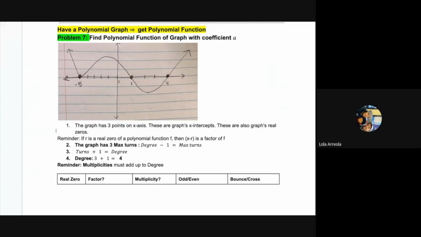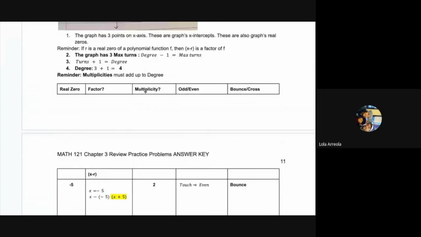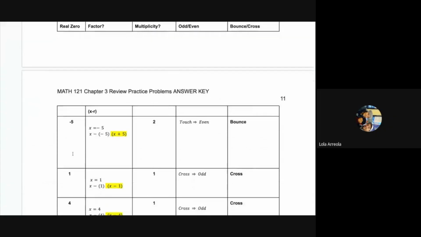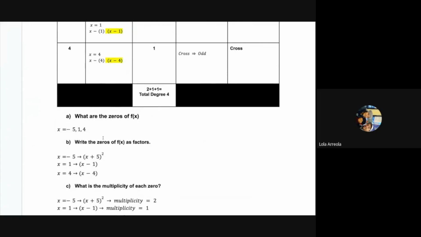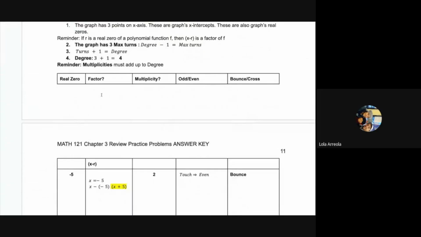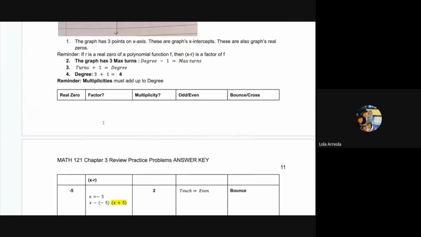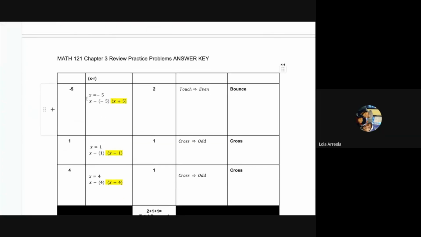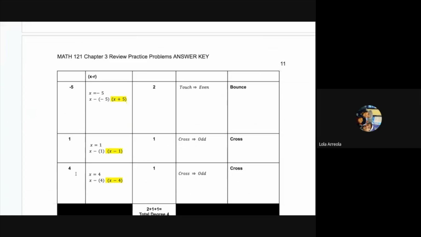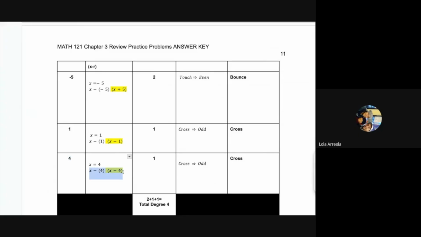Notice in class I've been using intercepts, x-intercepts, and zeros interchangeably because they essentially mean the same thing for the most part. Okay, so if we see the x-intercepts, we have an x-intercept at (-5, 0), at (1, 0), and at (4, 0). My zeros are x equals -5, x equals 1, and x equals 4. If r is a real zero, then x minus r would be the factor. So for -5, x plus 5. I have a real zero 1, so x minus 1 would be the factor. And I have a real zero 4, so x minus 4 would be my factor.